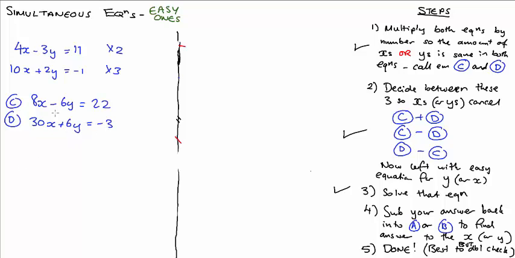Now again, look, you're trying to make these cancel. You're trying to make the y's cancel. That's why you've got the y's with the same number. Remember, the plus and minuses don't matter. It's just that you've got the same number. And again, it's doing C plus D here. Because in C you've got minus 6y, now you're going to add plus 6y.